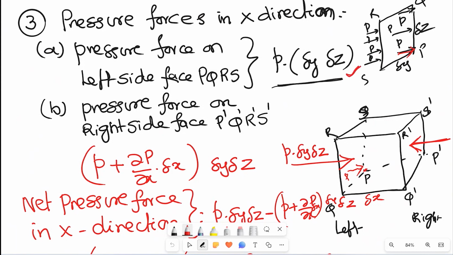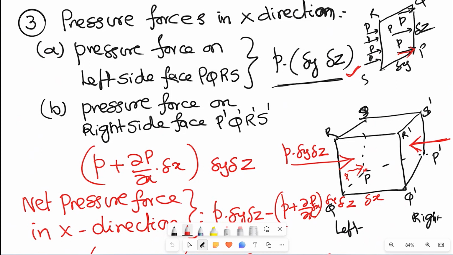Then what is the pressure force on the right side to keep the element in equilibrium? It is P plus or minus something. That is what you should understand. What is that plus or minus? Because this face is on the right side of it, on the positive side of the x-axis that we have taken here, I put plus. P plus something.